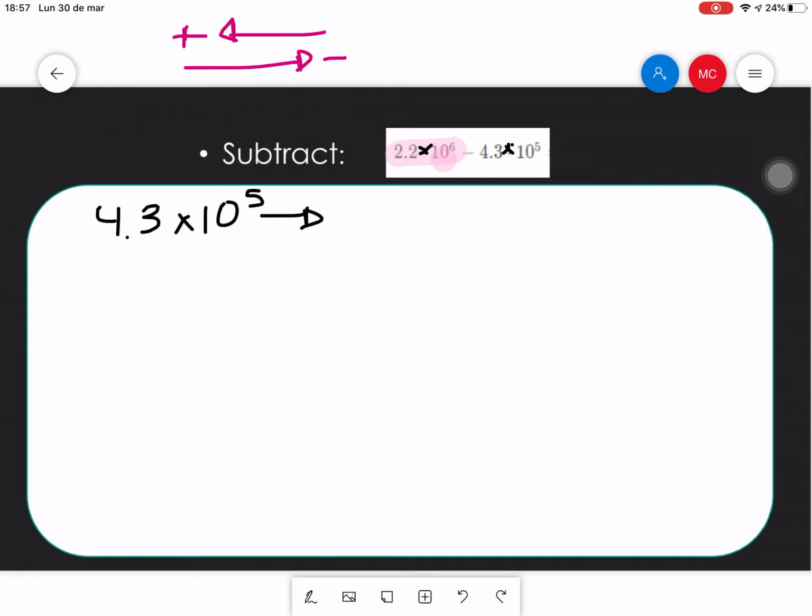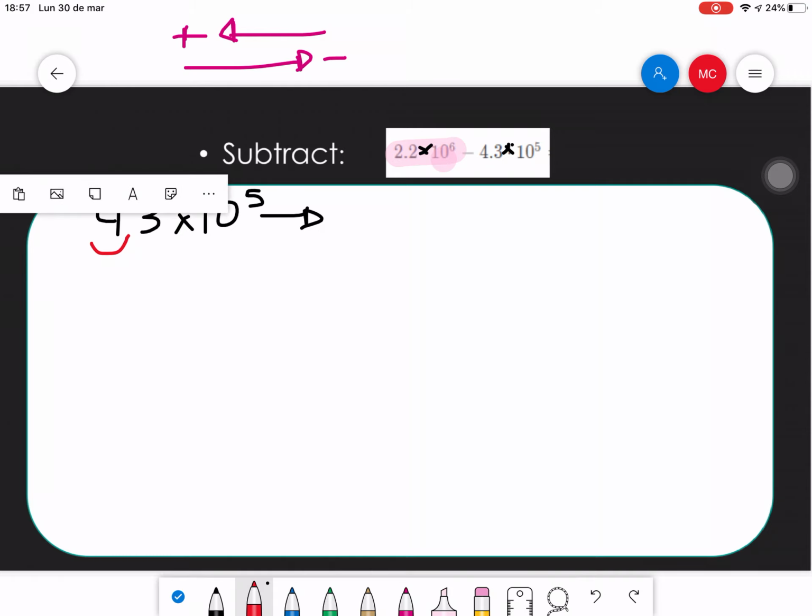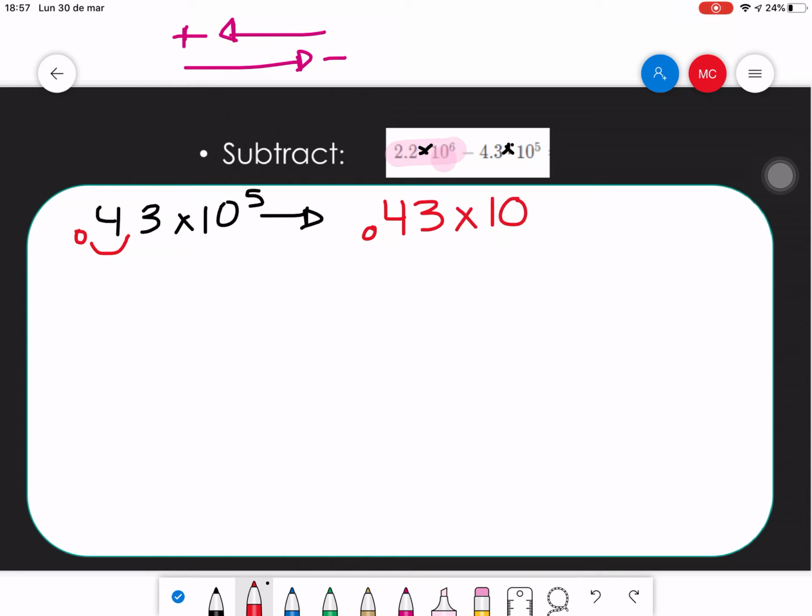how many numbers of difference are between 6 and 5? Just one. That means I need to move that decimal point one time. And I want to make the number bigger, right? Because that's the rule. So then if I want to make it bigger, I'm going to move to the left. Why? Because that's the rule now. So one time to the left because I'm making the number bigger. So it will be changed like 0.43 times 10 to the 6th power. Is that understood what I did?